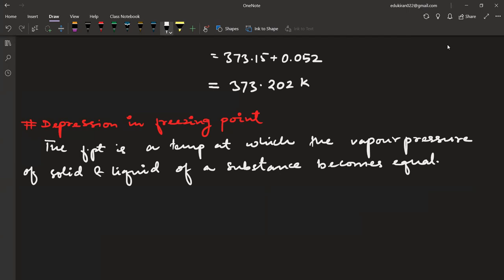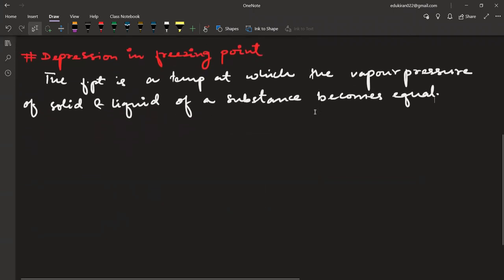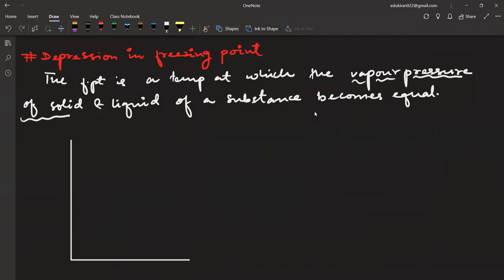What will happen at the freezing point? The vapor pressure of solid and liquid of a substance will become equal. That means we have to know the vapor pressure of the solid of the substance, right? So for that, we will need a plot. In this, we will be measuring vapor pressure here and the temperature here. Temperature will be in Kelvin scale. Please listen, don't write now.